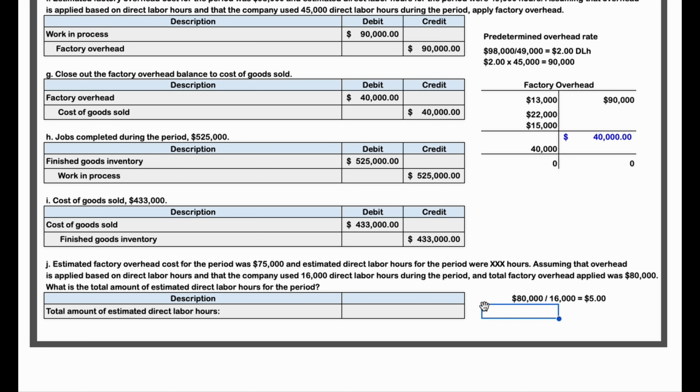Now that we figured out our predetermined overhead rate, we're going to divide that into our $75,000 of estimated costs to come up with our estimated hours. So we had $75,000 of estimated costs divided by our $5, which is our predetermined overhead rate, and that's going to give us 15,000. Now remember, this is not dollars, that is our estimated driver, in our case, direct labor hours.